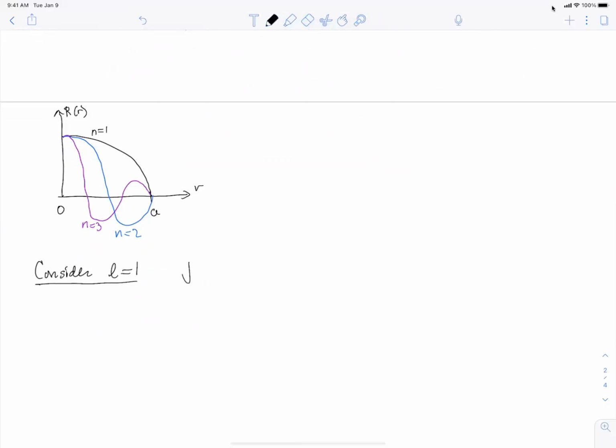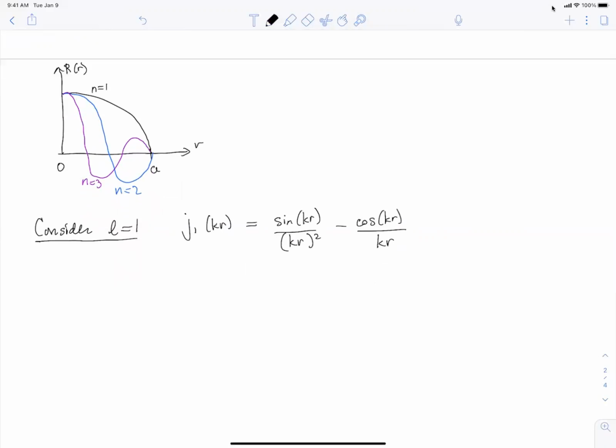Next, now one has to look up the L equals 1 spherical Bessel functions. So it's j1 of kr. And if you look it up, it turns out this is sine kr over kr quantity squared minus cosine kr over kr. These things get more complicated as L gets bigger. But again, this must vanish for r equals a. And remember that in general, k is equal to the square root of 2 mass energy over h bar. So if we can figure out what the k's are, then we'll know what the energies are.